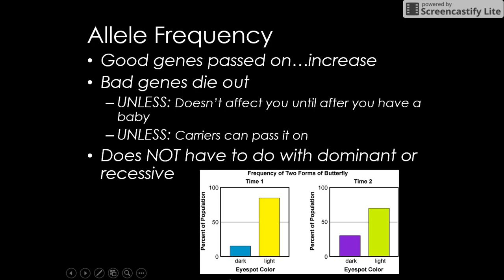So for example, down here, we see frequency of two forms of butterfly with dark eye spots and light eye spots at two different time periods. So over time, the light eye spots are decreasing in population, and the dark eye spots are increasing in population. So what that might mean is that the light butterflies are not blending into the environment as well anymore. So something's eating them and decreasing their population.